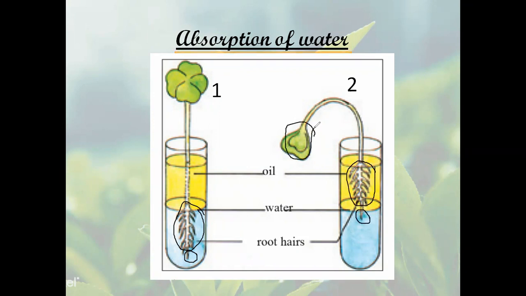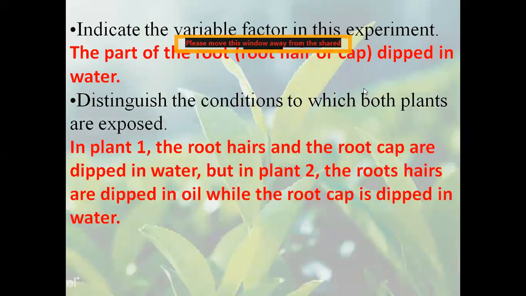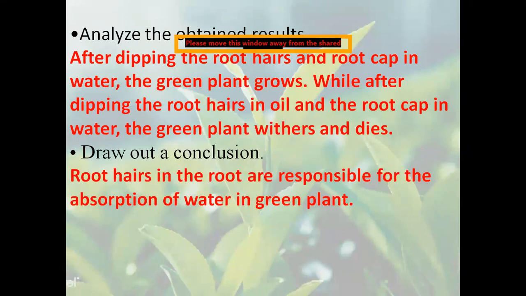and the plant withers and dies. This means that the root hairs, and not the root cap, are responsible for the absorption of water. So the analysis always starts after dipping the root hairs and the root cap in water: the green plant grows. While after dipping the root hairs in oil and the root cap in water, the green plant withers and dies. So in conclusion, the root hairs are responsible for the absorption of water in green plants.